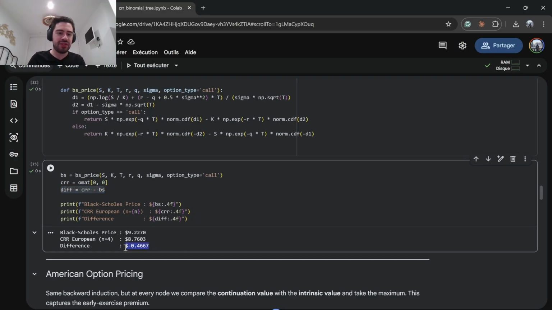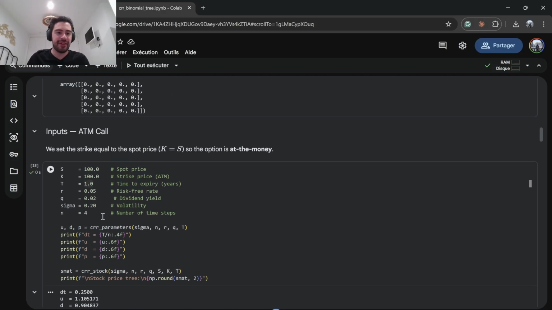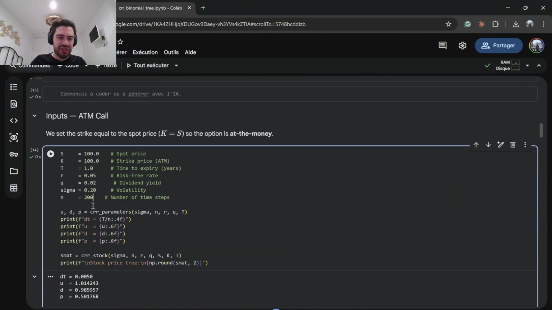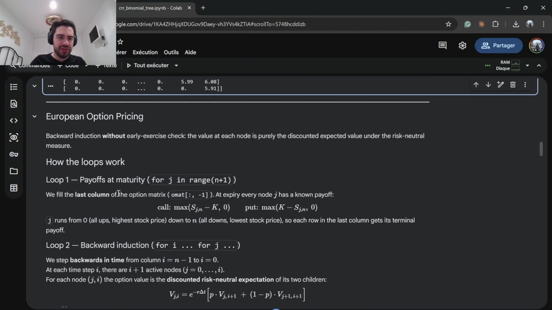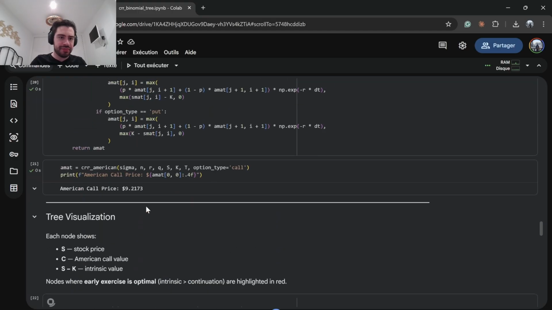And this is reasonably big: the CRR option is about 0.46 lower than it. Why? Because n is low. Let's change n so you can see the difference. So I changed the value of n to 200, and now we're going to see here the difference.